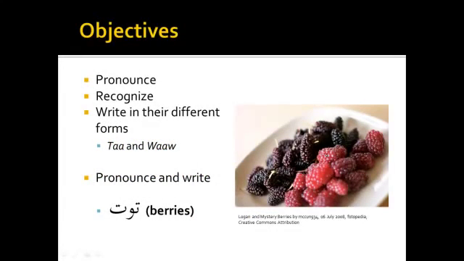Let's look at our objectives for this lesson. Our first objective is to pronounce the ta and the wow effectively. So I'm going to write here number 1 for our first objective. The second objective is to recognize the ta and the wow when we see these two letters in a particular Arabic word. Our third objective is to write the ta and the wow in their different forms.